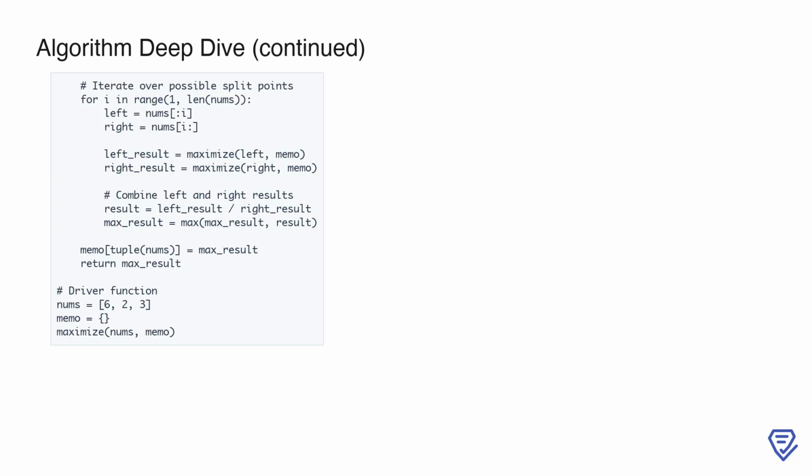To avoid recalculating results for the same subarray multiple times, we store the computed value in the memoization dictionary, using the tuple representation of the subarray as the key. Finally, the function returns the maximum result for the input array. The driver function demonstrates this process for the array 6, 2, 3, initializing an empty memoization dictionary and calling the recursive function to compute the optimal result.